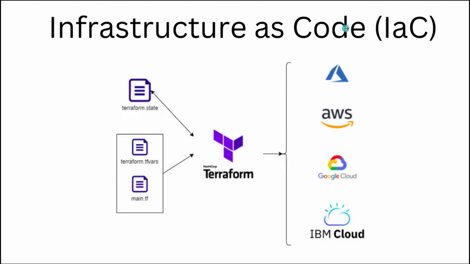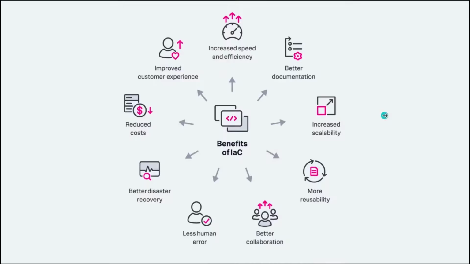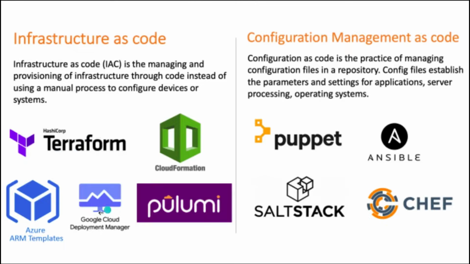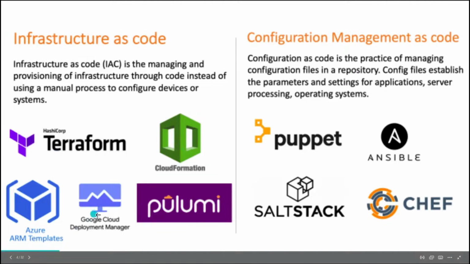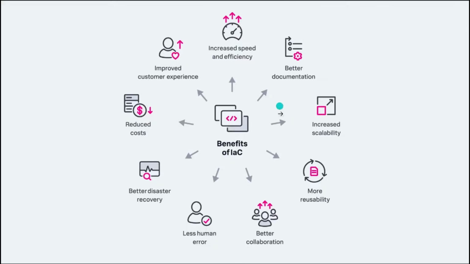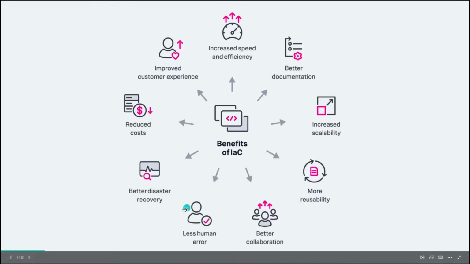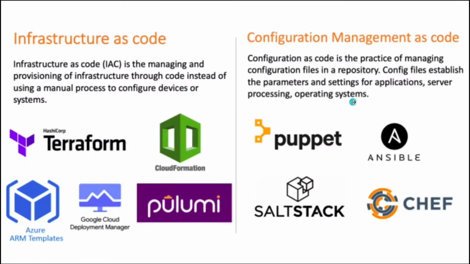So infrastructure as code is a concept where you define your architecture or your infrastructure in the form of code, and then when you run the commands, it will be applied to your cloud resources. So you have different tools like Pulumi, Azure templates, CloudFormation, Google Cloud Deployment Manager, Terraform, all of these. So what are the benefits of using the IaC concept? It improves customer experience, increases speed, better documentation, scalability, more reusability, better collaboration, less human error, all these different benefits. And there is a confusion between infrastructure as code and configuration management as code. They are two different things.